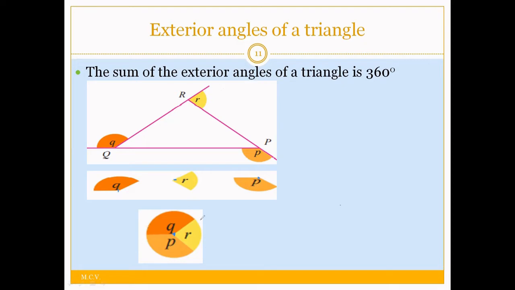Angles around a point is 360 degrees, because a straight angle, that is half, is 180. 180 plus 180 is 360. So what can you decide? The sum of the 3 exterior angles of a triangle is 360 degrees. We can use that when we are solving problems related to this.